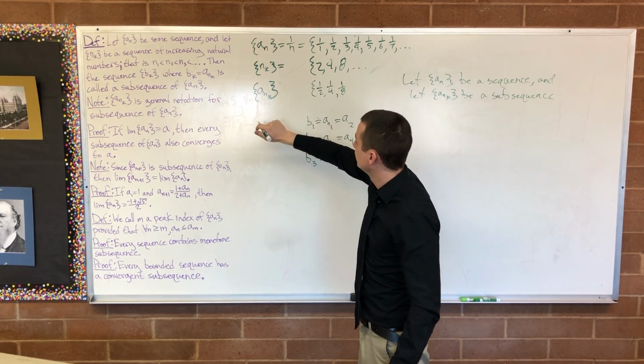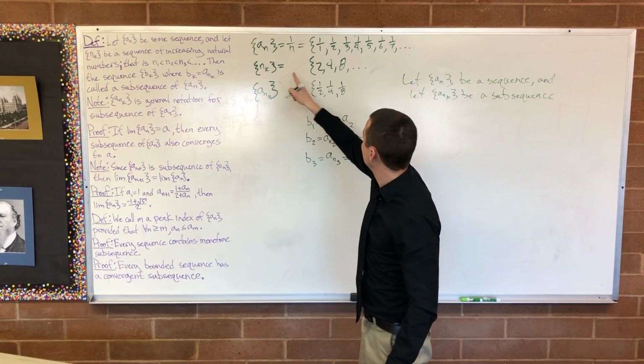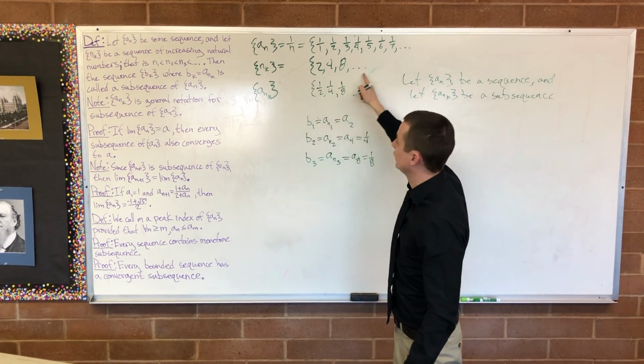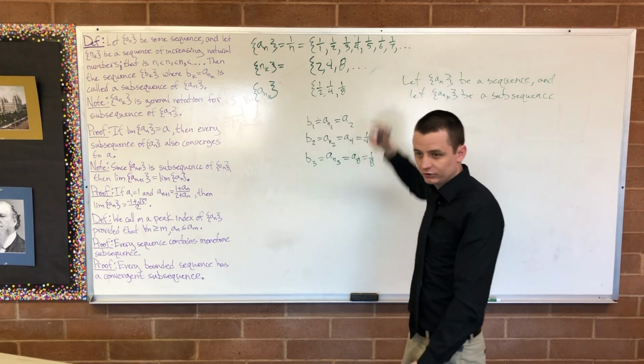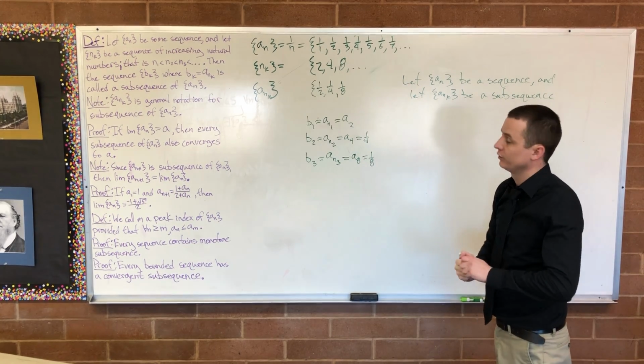Yes, it can, right? We just choose the sequence n sub k to be all the natural numbers: 1, 2, 3, 4, 5, 6, 7, 8, 9, etc. Then it is just a subsequence of itself.